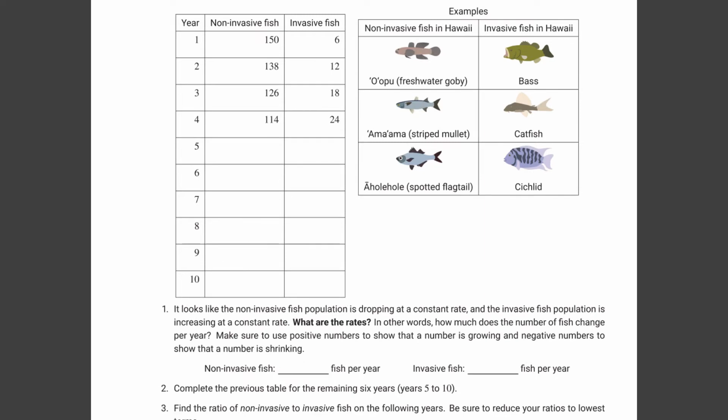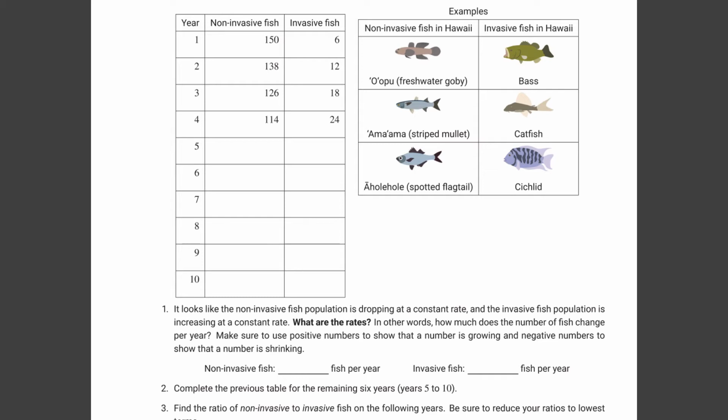In the table to the left, we have the year in the first column and the number of non-invasive and invasive fish in the second and third columns, respectively. In the first 4 years, the number of non-invasive fish dropped from 150 to 138 to 126 and then to 114. In that same time, the number of invasive fish climbed up from 6 to 12, then 18 and 24.